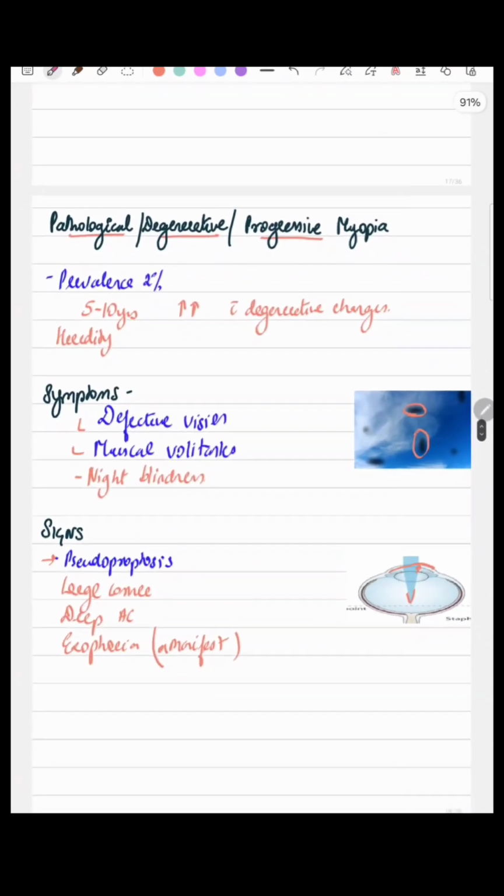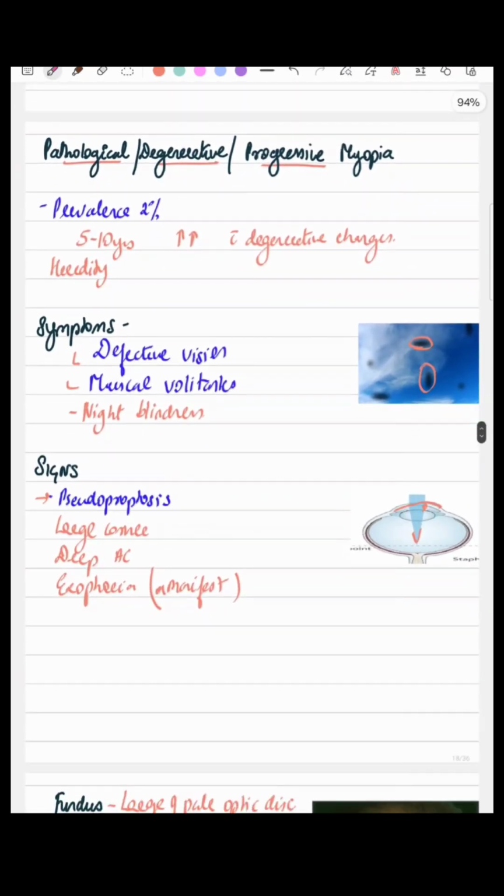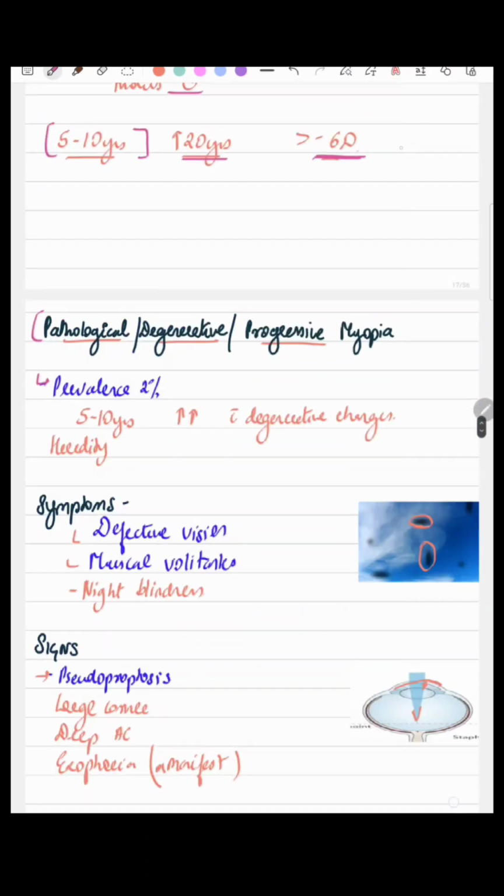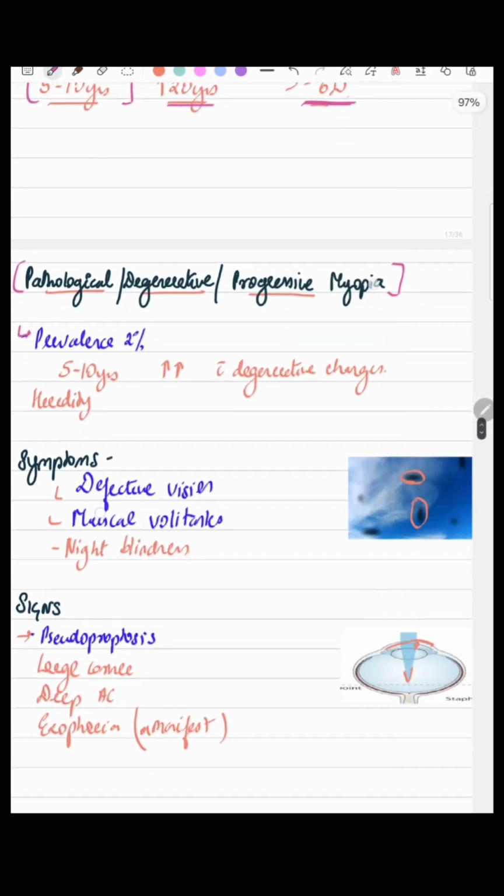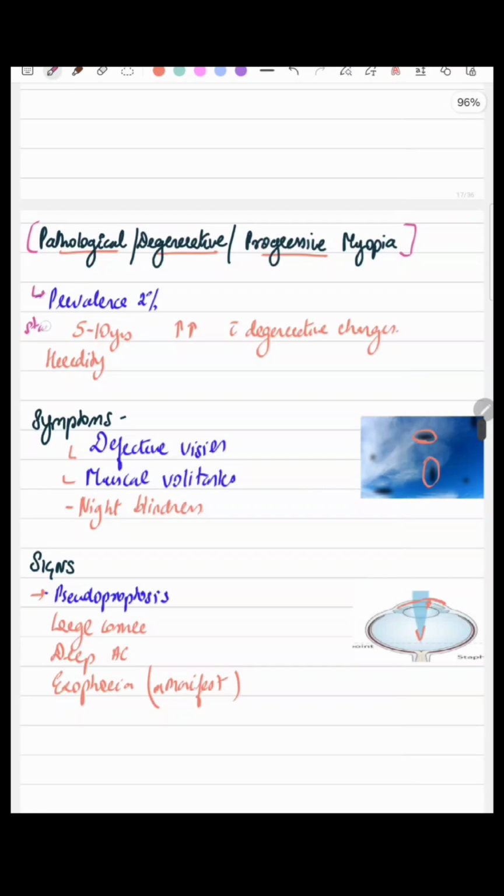Next, coming to pathological or degenerative or progressive myopia. Here the prevalence is approximately 2% and it starts at 5 to 10 years, and more rapidly progresses to high myopia with degenerative changes in early life. Here heredity plays a major role.